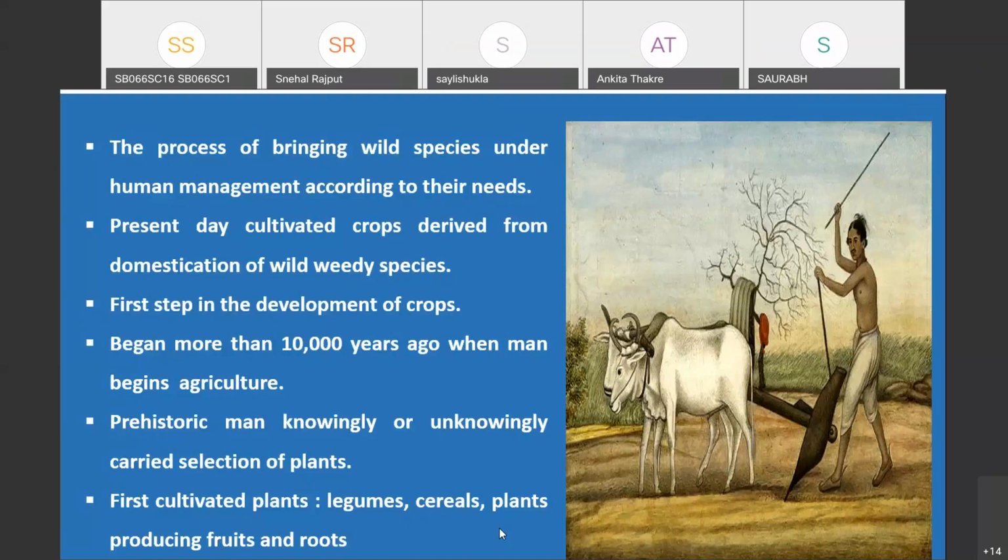Okay, the domestication means bringing the wild species under human management, and it is considered the first step in the development and improvement of the crops. It is believed that domestication began more than 10,000 years ago when man began agriculture, that is, when the nomad man changed his lifestyle to that of an agriculturist.